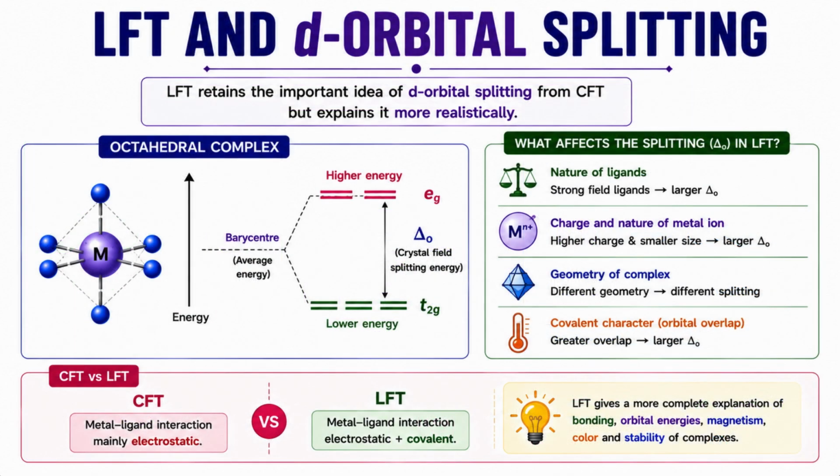LFT retains the important idea of d-orbital splitting from CFT. For an octahedral complex, the metal d orbitals are separated into t2g of lower energy and eg of higher energy. But LFT goes one step further. It explains that the energy difference depends not only on electrostatic repulsion but also on metal-ligand orbital interactions. Therefore, LFT gives a more complete explanation of bonding, orbital energies, magnetism, color, and stability.